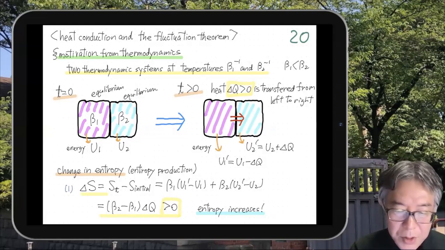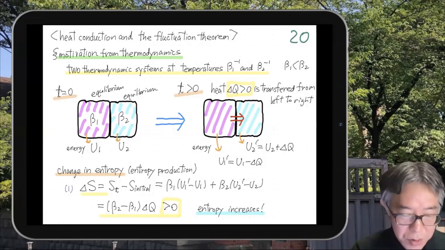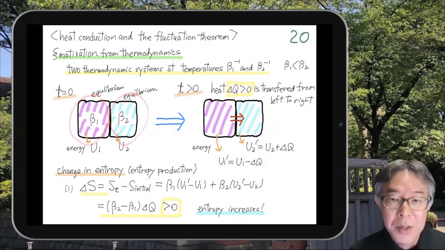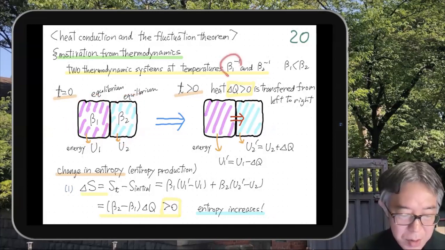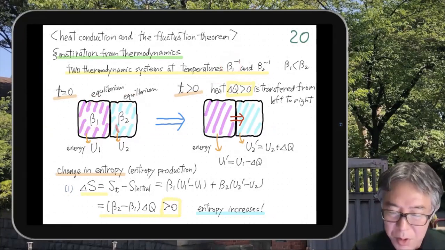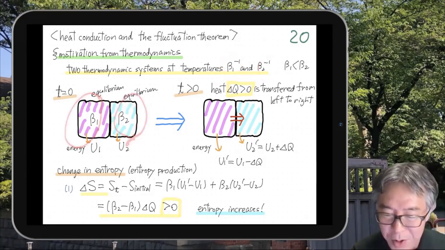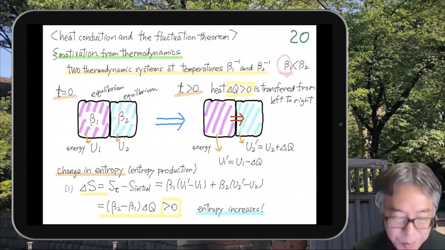Okay, so let me start from thermodynamics to motivate our study. So consider this typical situation. We have two thermodynamic systems, both in equilibrium, but with different temperatures. So this one is at temperature beta 1 inverse. This one is at temperature beta 2 inverse. And I assume that this has higher temperature, this has lower temperature. But this means that beta 1 is less than beta 2.